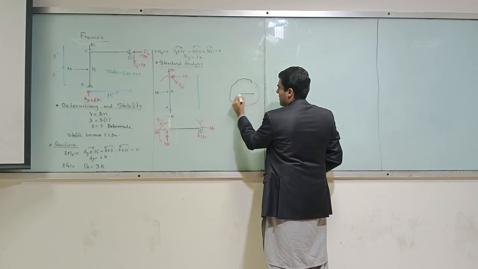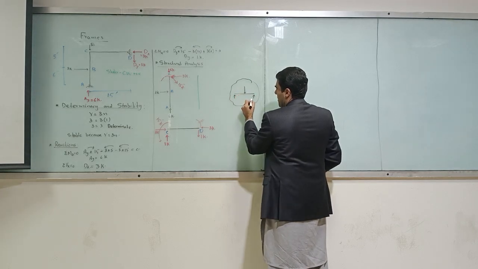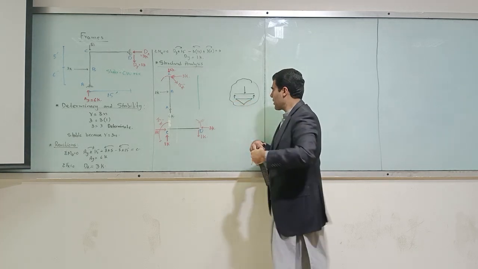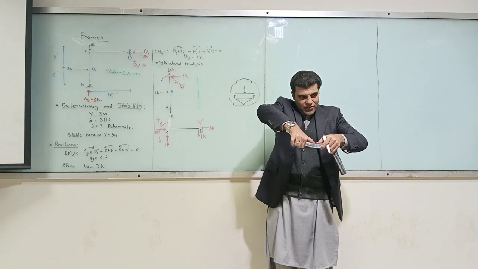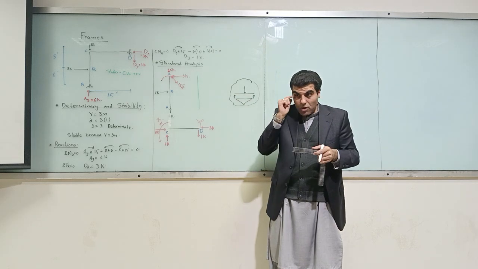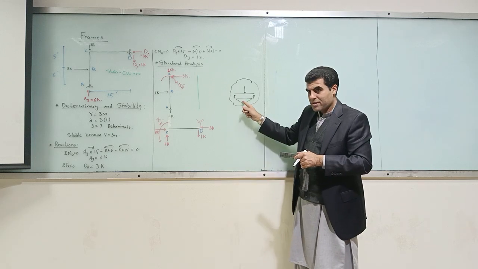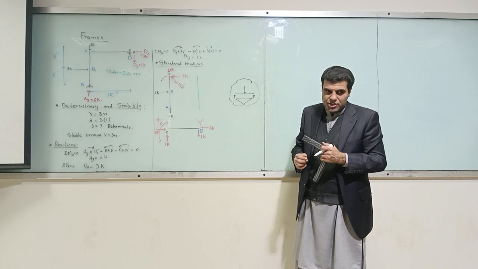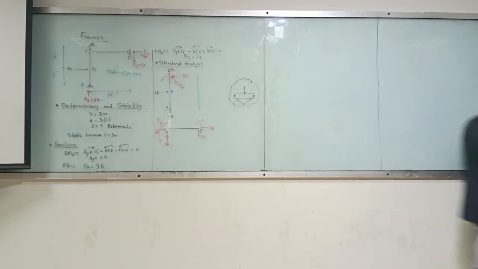For example, if I have a beam and I put a load on it, my bending moment diagram should look like this. Why? Because tension is at the bottom. I am applying load like this, and this is my tension side. So I'll draw my bending moment on the tension side, not on the compression side. That's what my convention is. So I will write: bending moment is on the tension side.